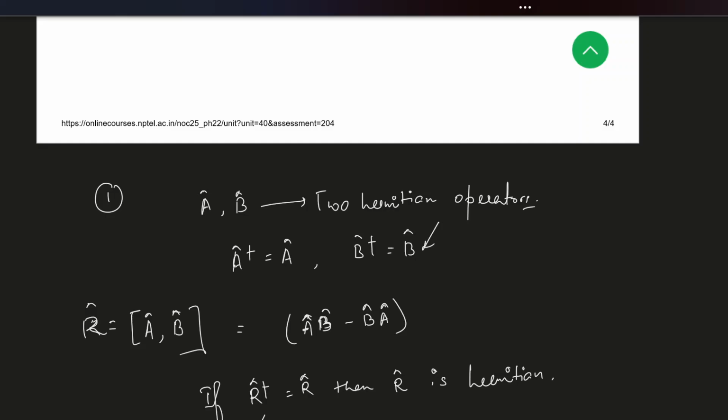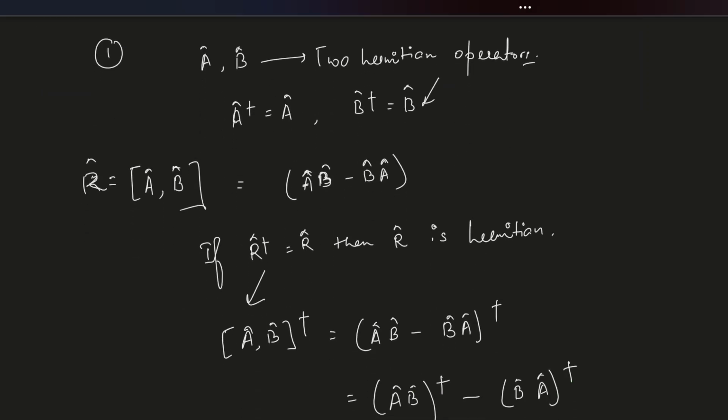So what is R cap dagger? This is basically the commutator bracket of A cap and B cap, whole dagger. That means this is A cap B cap minus B cap A cap, whole dagger. Now this means the individual terms will have a dagger sign: AB whole dagger minus BA whole dagger. Now you should also be familiar with this formula: AB whole dagger is expressed by B dagger times A dagger. Similarly, BA whole dagger will be expressed by A dagger B dagger.